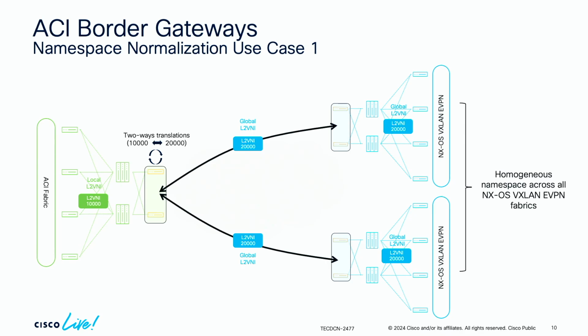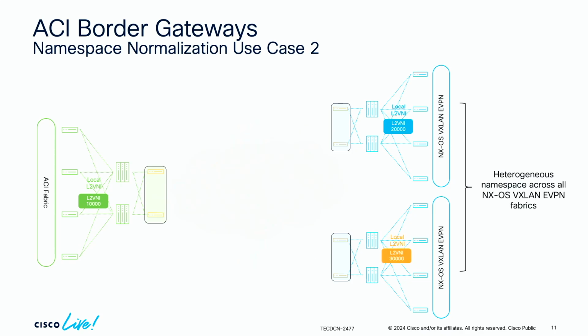The exact same thing will work for layer 3, right? Layer 3 VNIs are assigned to VRFs. So if I want to extend only layer 3 connectivity with the VRF, I will do the same thing, right? So it's a way to do namespace normalization with this translation only happening on one side, which is the ACI Border Gateway. It's the only one that needs to do the work and know how to translate what to what, okay?